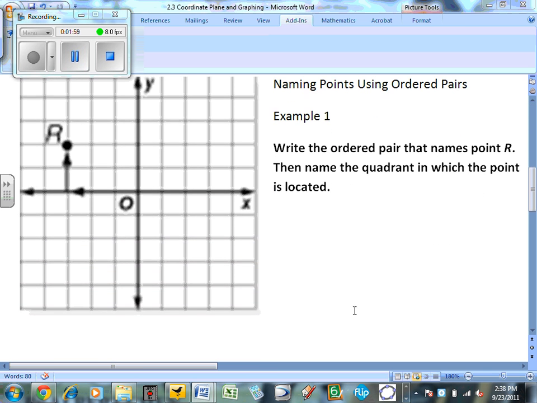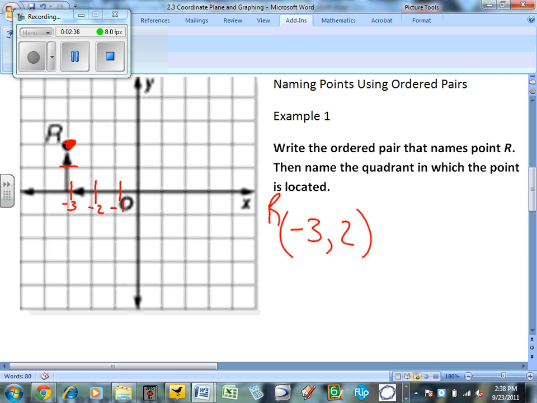Naming a point with an ordered pair says: write the ordered pair that names point R, then name the quadrant in which the point is located. R is over here. Our picture's a little bit blurry when I made it bigger for you. R is way over here, so on our x-axis it went over to the left, 1, 2, 3. So it went to the left, -3. If we numbered that, -1, -2, and -3. Then we went up 1, 2, in the positive direction, 2. So the ordered pair for R is -3, 2.